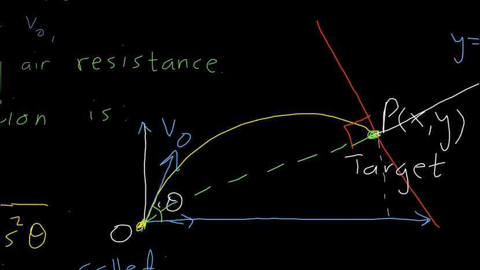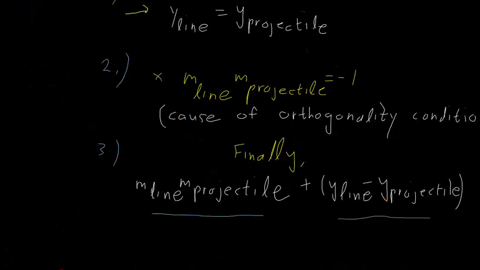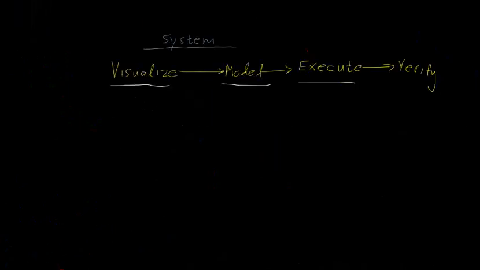And then for step 4, we want to verify, which means we verify the answer. A valid solution must pass the 3 checks that I mentioned earlier for my system: visualize, model, and execute. This is really handy for physics problems, by the way.